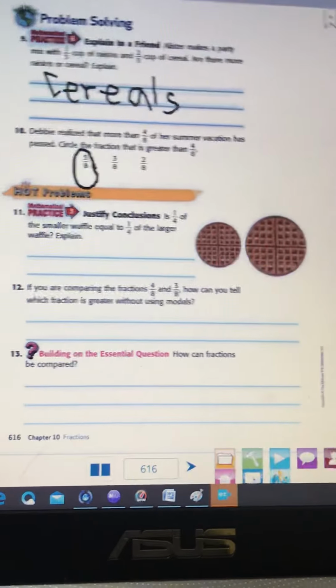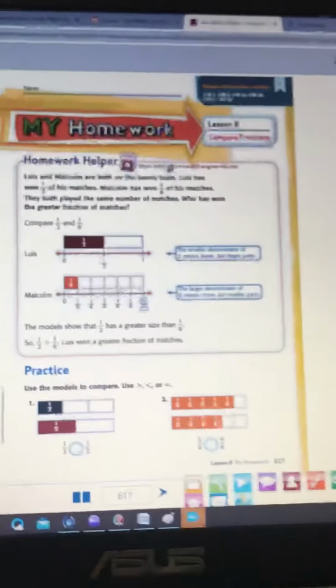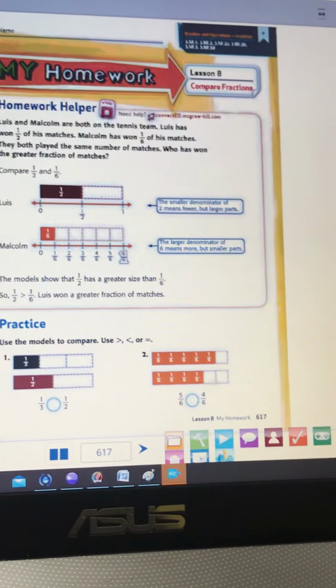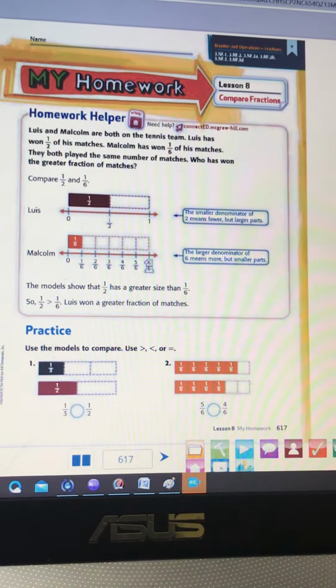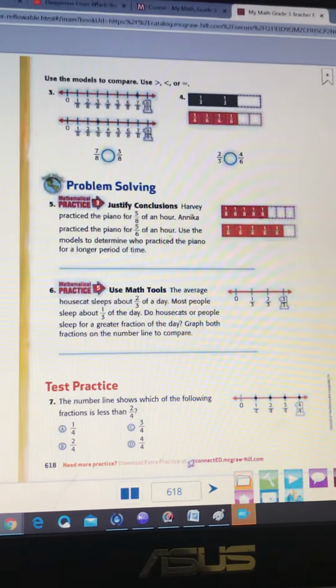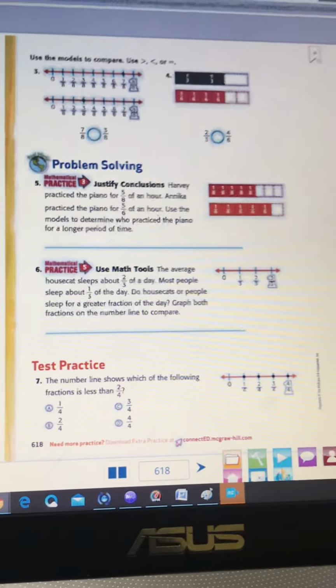So tomorrow's homework, we have page 617 until 618. Alright, so I want you to take a picture of your homework and send it to me.